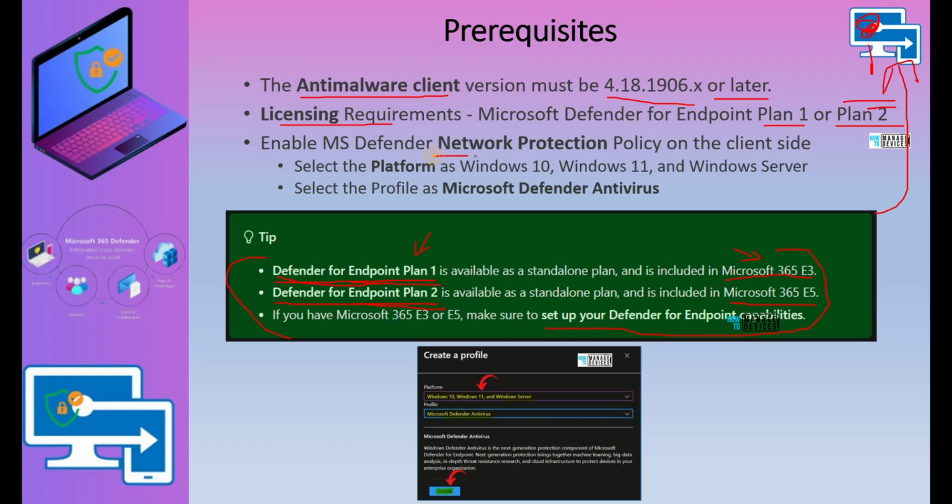The other prerequisite is you need to enable the network protection component from the client side. You can use Intune and other methods to enable this on the client side, on Windows Server or Windows Client operating systems. We have already created a video explaining this, and you can check the I button in YouTube to get more details about this.